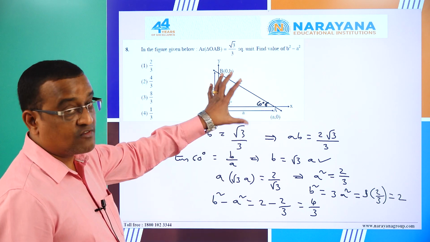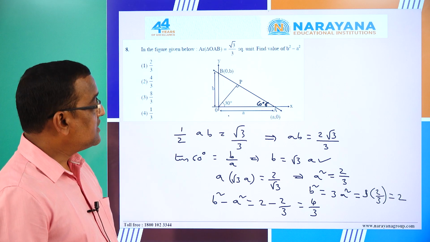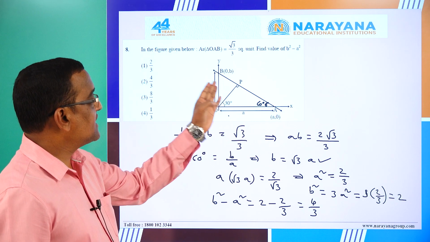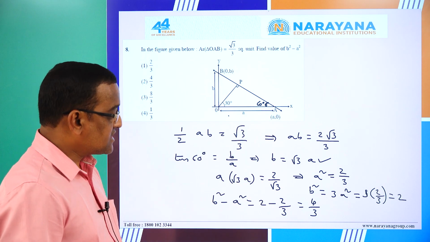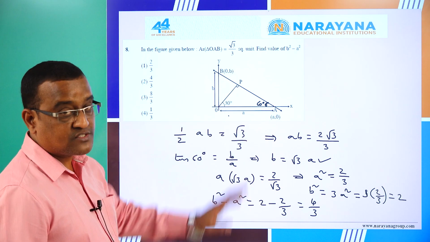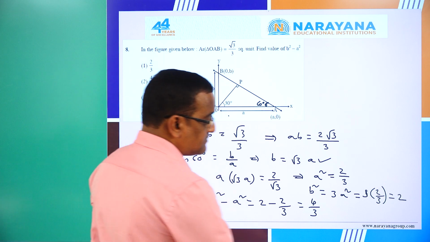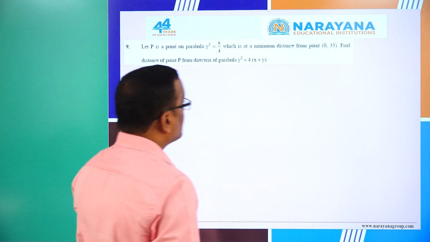Just use the area of the triangle formula, half into base into height, and in this right angle triangle apply tan 60 to get two relations in a and b, solve them and get ab and substitute in that b square minus a square. Coming to the next question.